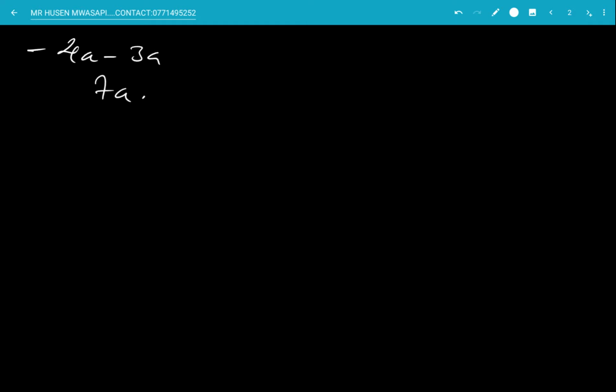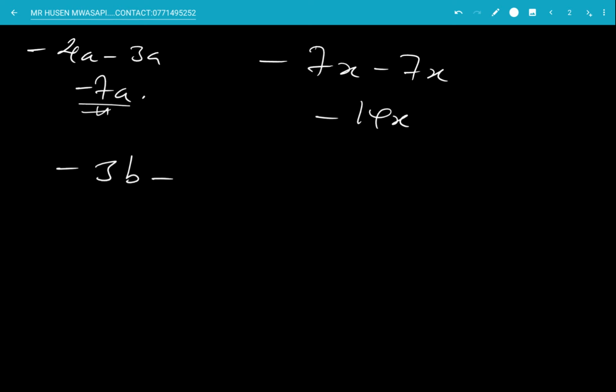A. Now since the answer should have the sign of the bigger number, I will take the sign from either of the two because we're literally having the same sign. It's going to be negative 7 what? A. So even if you have negative 7x minus 7x, this will just be what? Negative 14 what? X. Negative 3b minus 5b, this would be negative what?